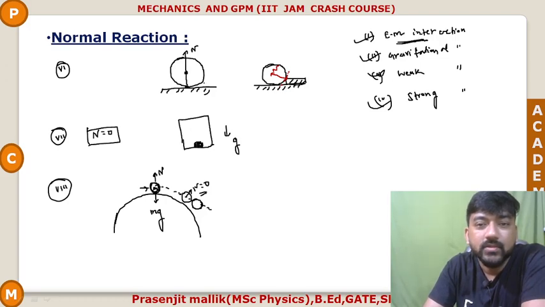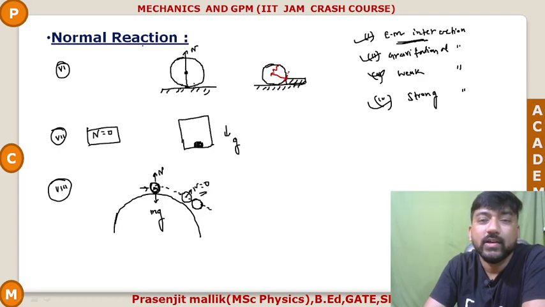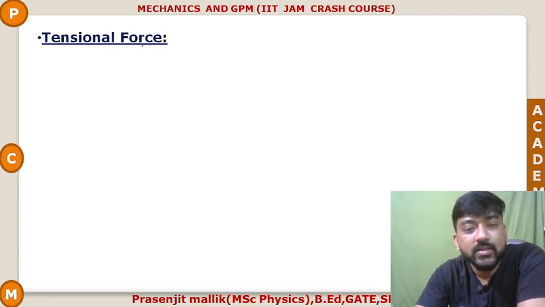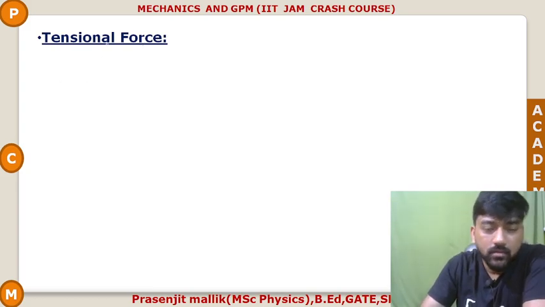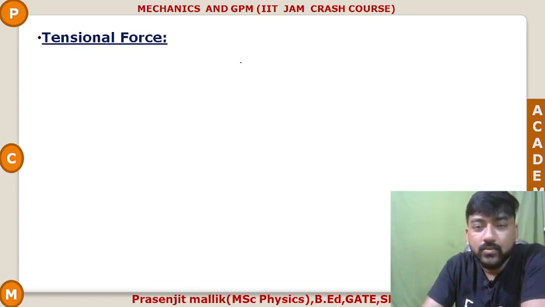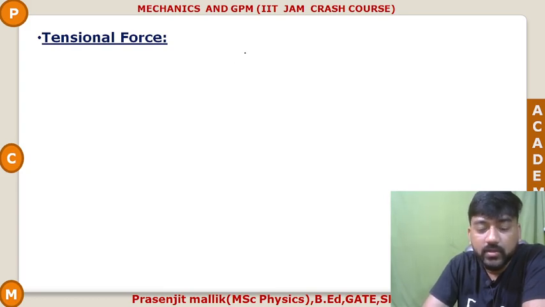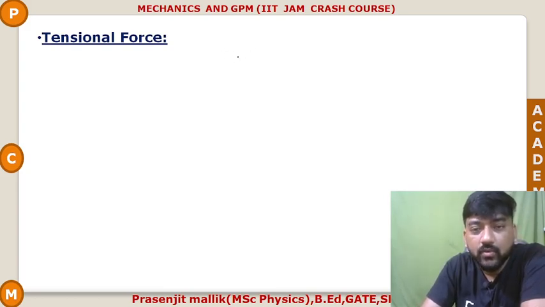Why? Because this arises completely due to the repulsive force between the molecules of these surfaces. So the molecules of these 2 surfaces actually originate this force, the normal reaction. So by origin you can say this normal reaction is electromagnetic in nature. Similarly, this tensional force is also electromagnetic in nature. Why? Suppose we have a rope. Let me tell you with an example. Suppose we have a rope, something like this.